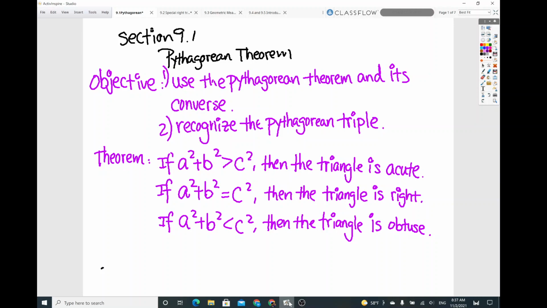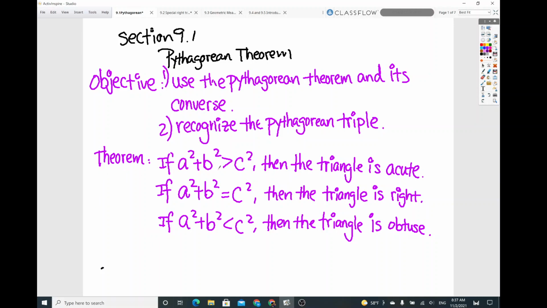So besides the right triangle, we do have acute and obtuse triangles. So we'll get to the law of cosines, the law of sines, all that. Okay, so one thing at a time. Let's start with section 9.1. Pythagorean theorem, objective: number 1, use the Pythagorean theorem and its converse. And number 2, recognize the Pythagorean triple.